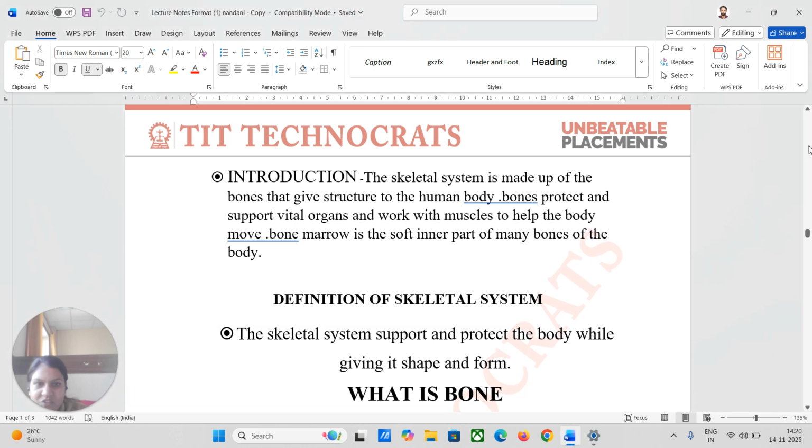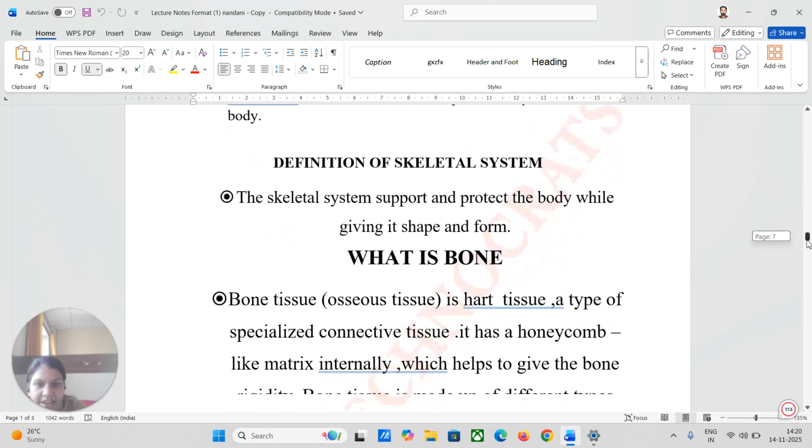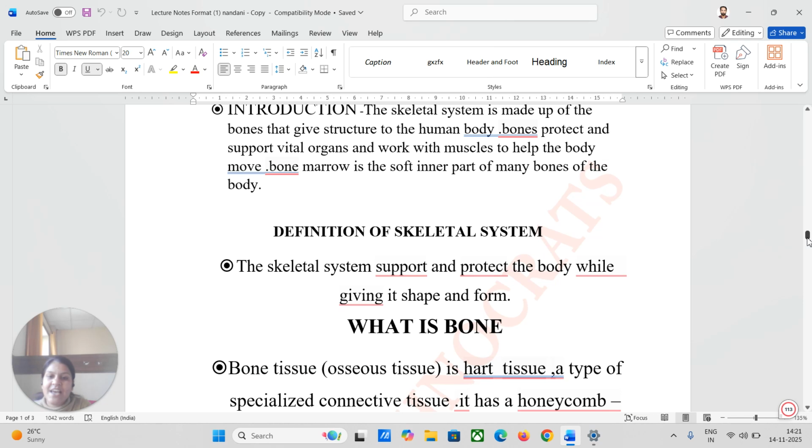Firstly, let's discuss the introduction. The skeletal system is made up of the bones that give structure to the human body. Bones protect and support the vital organs and work with the muscles to help the body move. Bone marrow is the soft inner part of many bones of the body. Definition of the skeletal system: the skeletal system supports and protects the body while giving it shape and form.